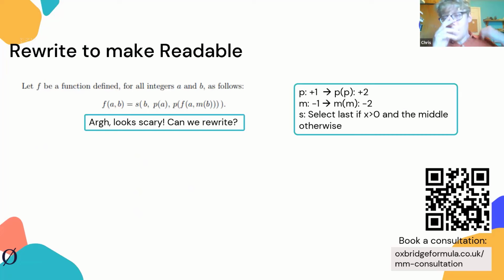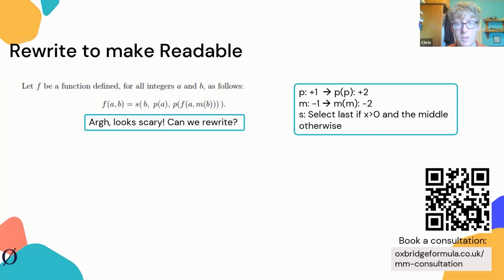So let's go on with the rest of the question. So just before part 2, they define this new function f. And well, it looks a bit complicated. There's a whole bunch of brackets in there. So a little bit scary. Can we rewrite it? And in our doc, we've got "rewrite to make readable."